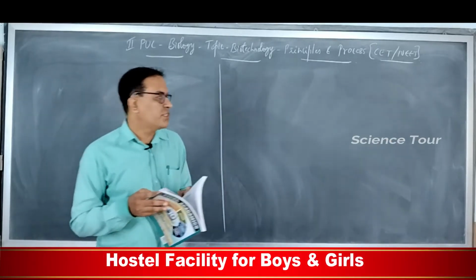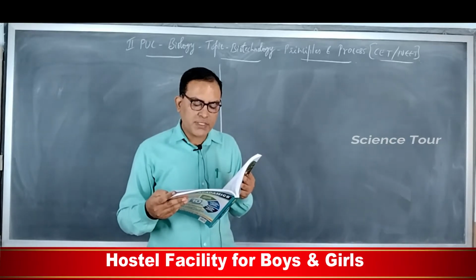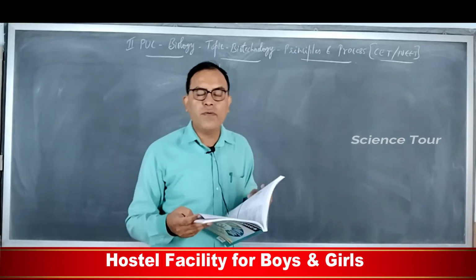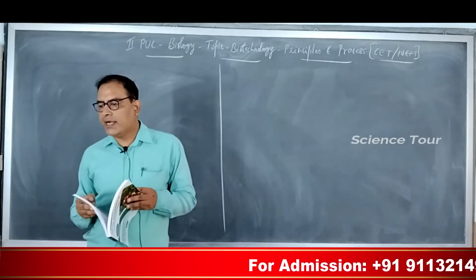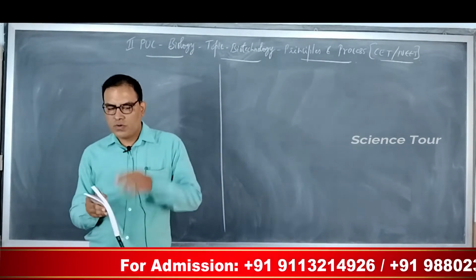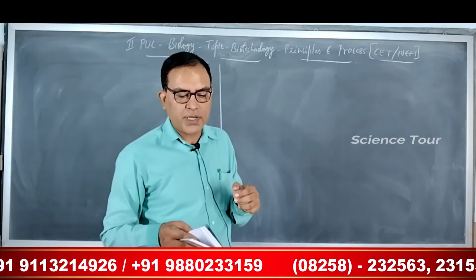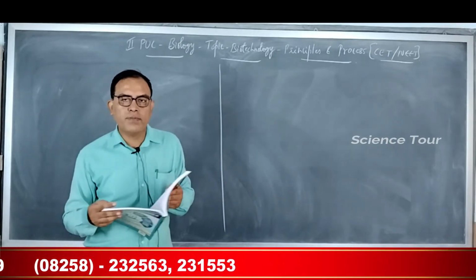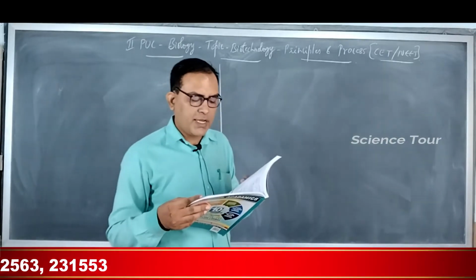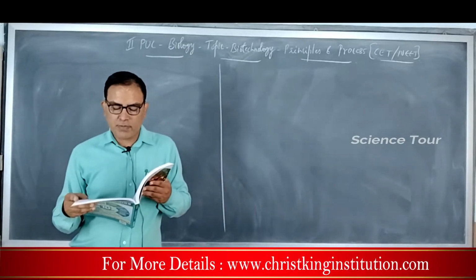Then comes question number 5. DNA cannot pass through the cell membranes because DNA is a hydrophilic molecule. The head is hydrophilic and the tail is hydrophobic, so it cannot pass through the hydrophobic tail. So DNA, being a hydrophilic molecule, cannot pass through the cell membranes.